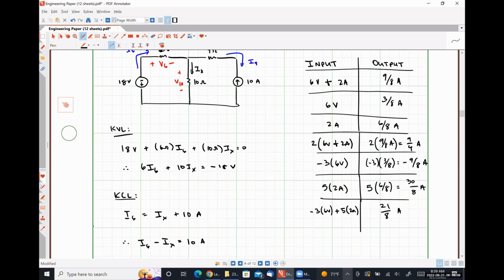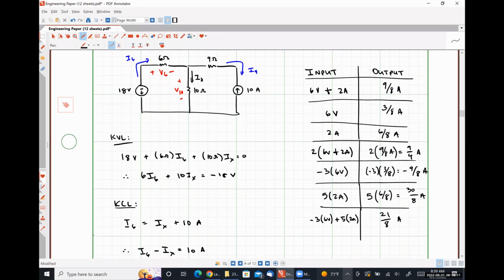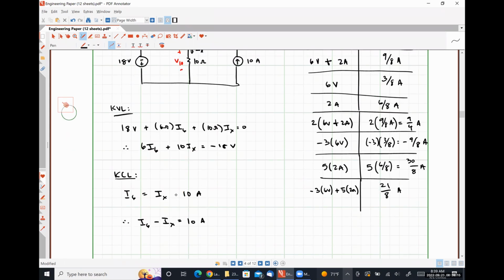actually, I made a sign error here, didn't I? Because I9 should be negative 10 amps. So that's going to put a minus here and a minus here. So I apologize for that.